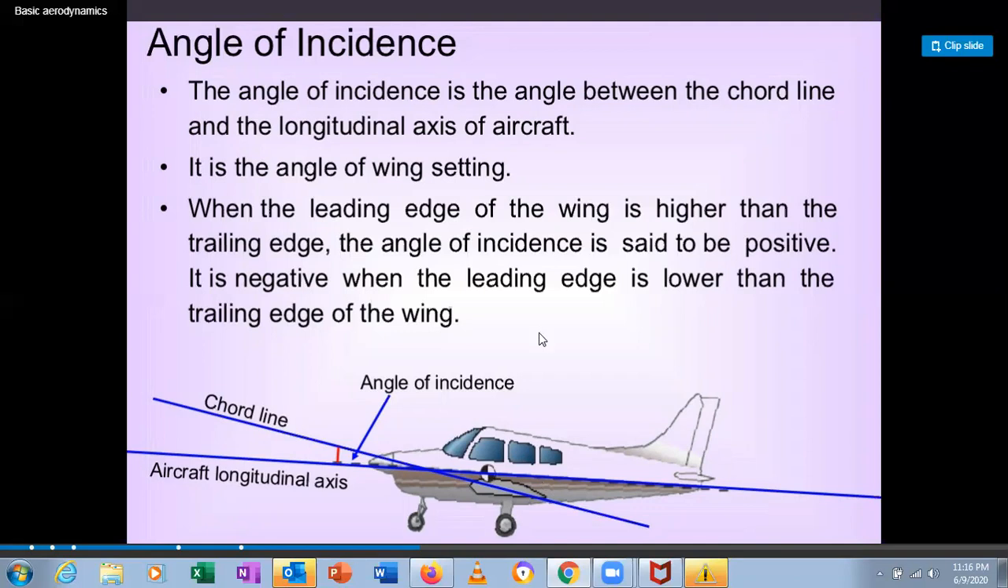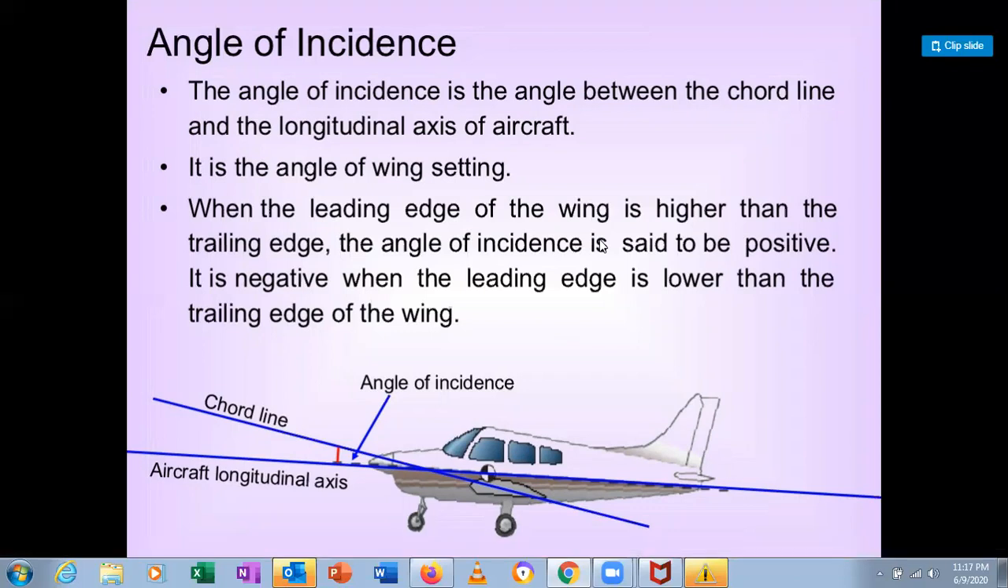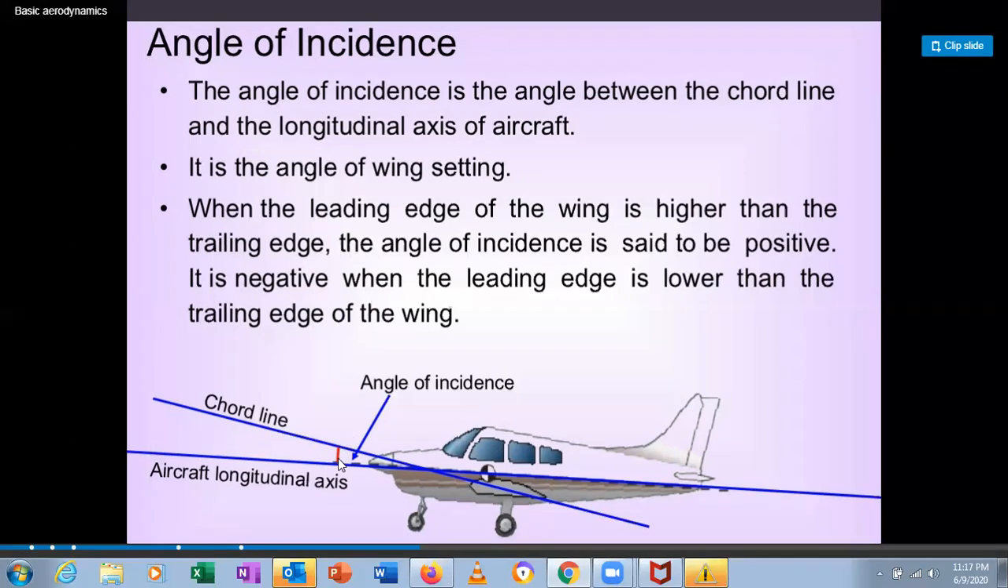When the leading edge of the wing is higher than the trailing edge, the angle of incidence is said to be positive. Always remember, if the leading edge is higher than the trailing edge, it is positive. If it is vice versa, the leading edge is lower than the trailing edge of the wing. So this is called the angle of incidence.